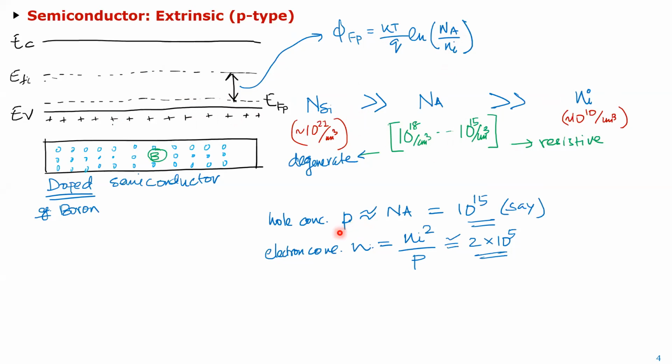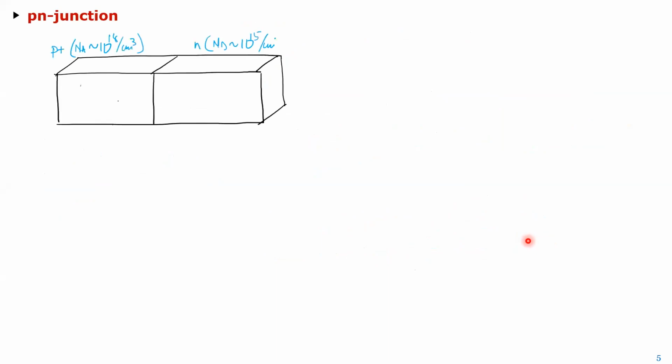And after you dope it, the hole concentration is pretty close to the number of dopants. And let's say you've doped it with 10 to the power 15. That will be the number of holes you'll get. Then again, if you use the mass action law, your number of electrons, you can see now they're much more because your number of holes is less. But still, almost 10 orders of magnitude less than the holes. So these are still the majority carriers, and these are still the minority carriers. Okay. All right. So now if you take these two materials, join them.